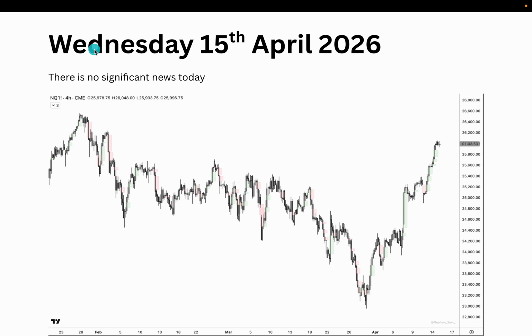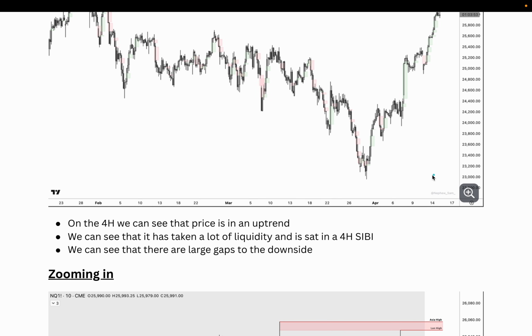To this presentation of Wednesday, the 15th of April, 2026, my Nasdaq trading, or not, as I didn't actually trade today. But this is the 4-hour chart, and you can see that pre-market the price was in this big gap here. So I had a bearish bias because the market had taken all this liquidity and was in this bearish gap. So I was looking for shorts ideally. So let's get into it.